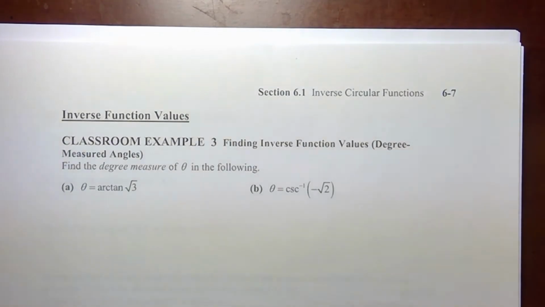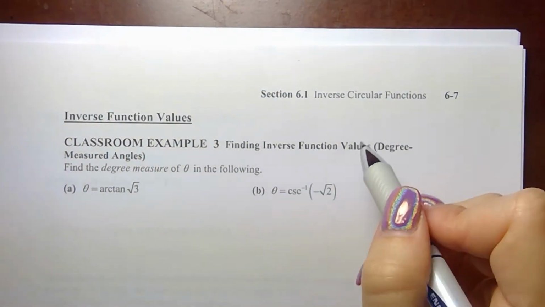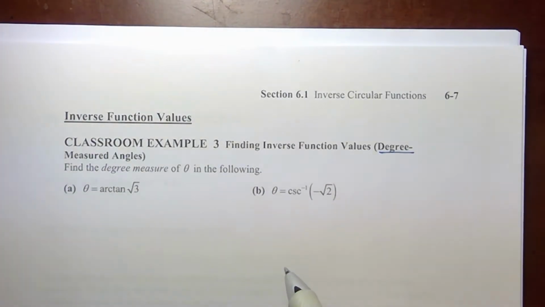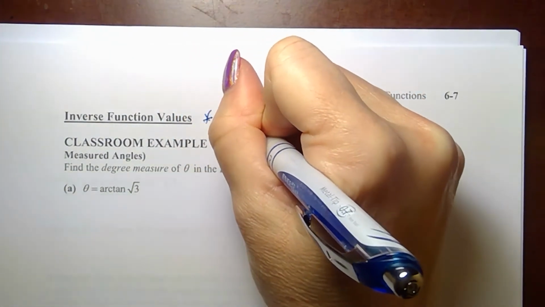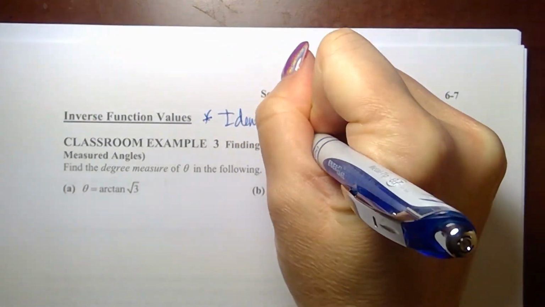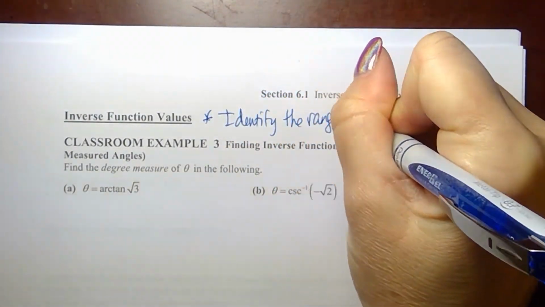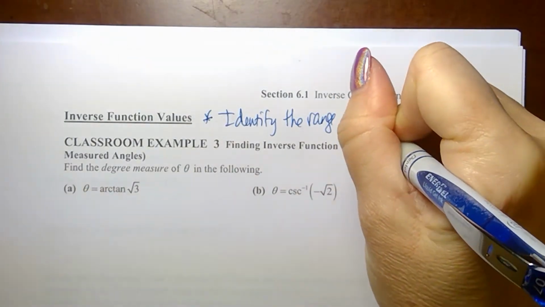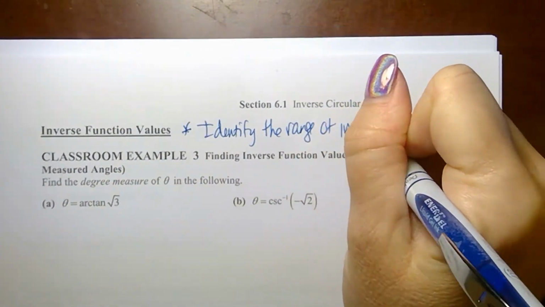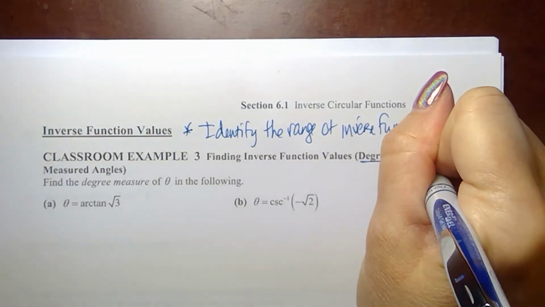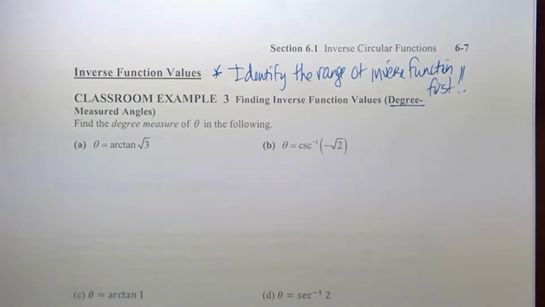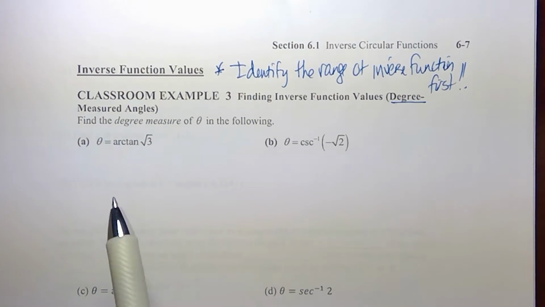Okay, moving on to example 3. We're going to find the inverse function values, and it says degree measured angles. So we're going to give our angles in degrees, not radians. It helps if you will identify the range of the inverse function first. So think about what two quadrants you're restricted to.